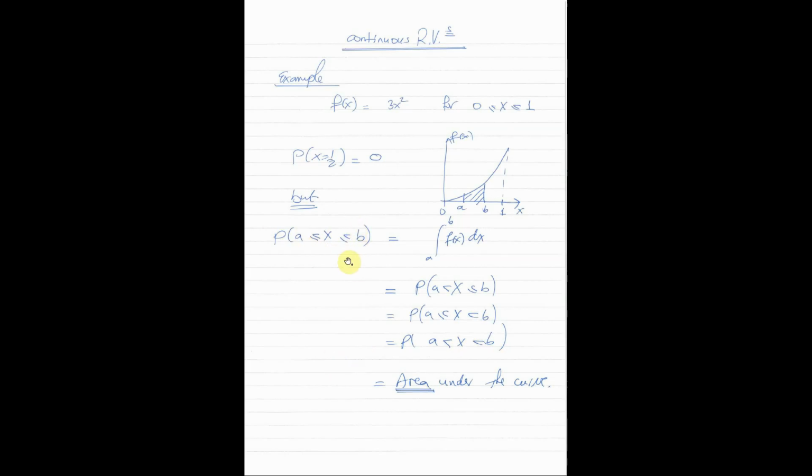So x greater than or equal to something is the same as x greater than something, simply because the probability that x is equal to a or the probability that x is equal to b is equal to 0. So there's again, this integral is equivalent to the area under the curve. So the area under the curve.